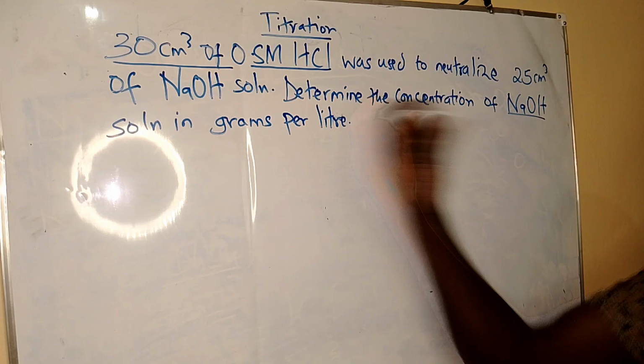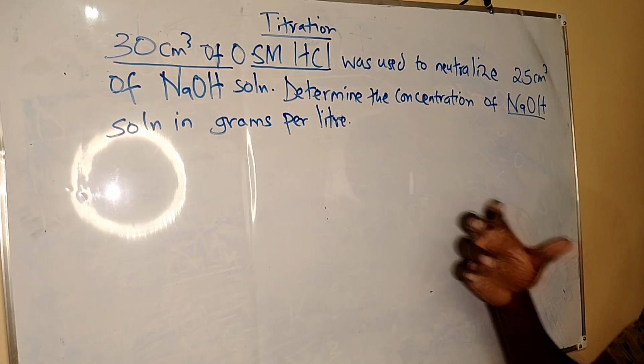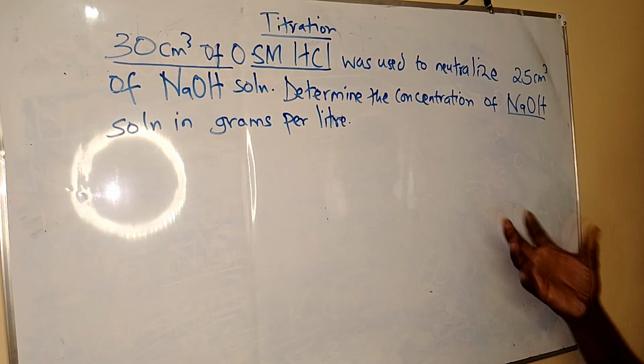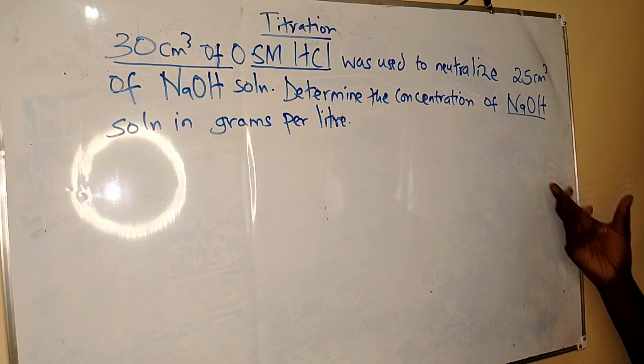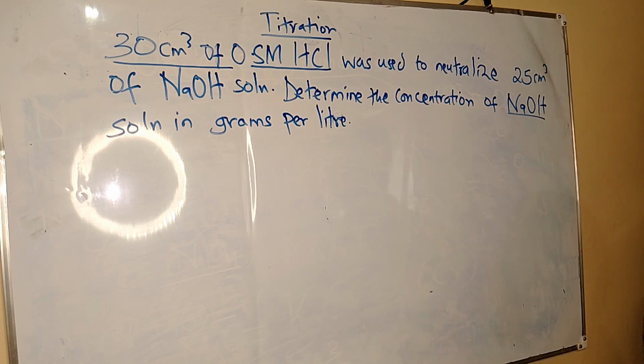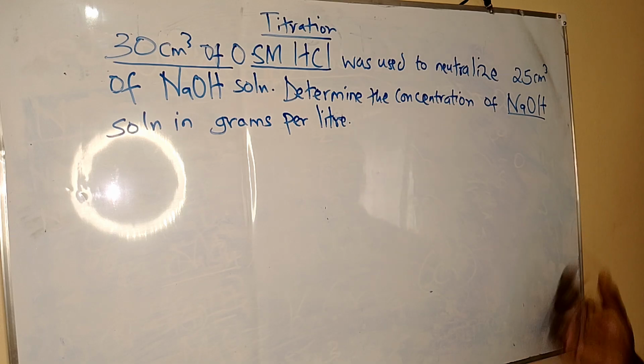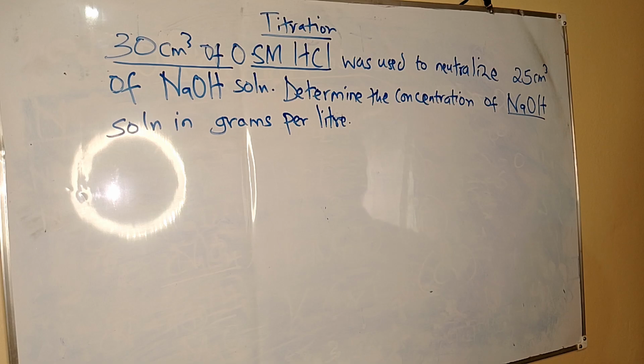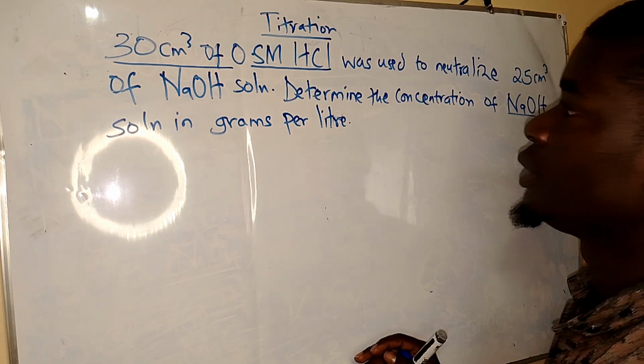So you are using a standard solution. The essence of titration is to standardize or to find the concentration of the unknown, or to find the volume of the unknown. From the question you are required to find the concentration of sodium hydroxide. So first things first, whenever you are being given a question from titration, you are required to calculate the number of moles, find the molarity, find the volume, and write the equation for the reaction.